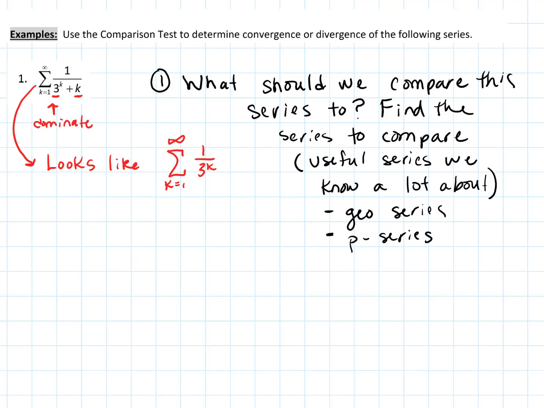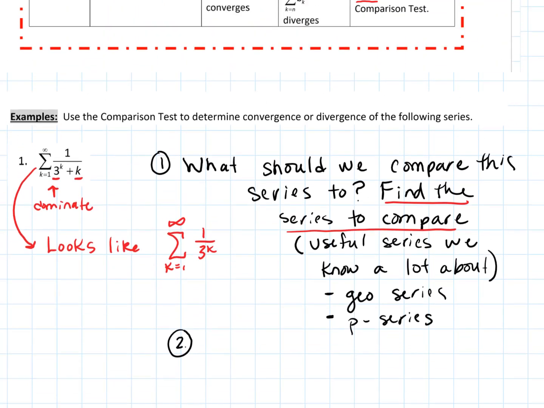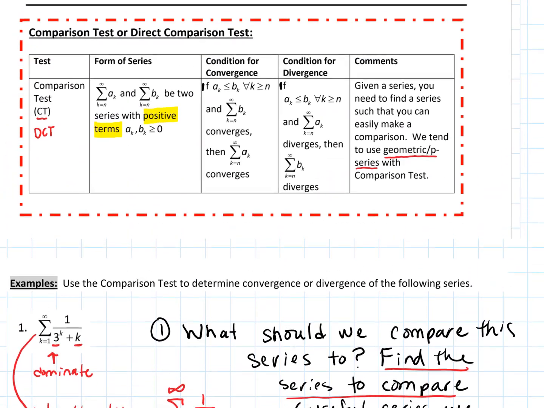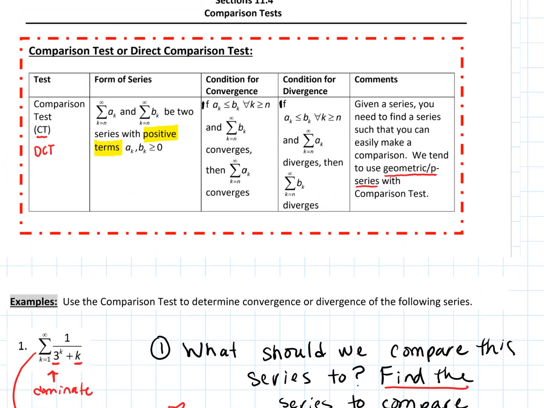Find a series to compare. So that's our first step. Figure out what it is that we're going to compare to. Then the second step is to apply the test. So we have to set up the proper inequality. If we go back to the test here, we have to set up our inequality. We've got to show that one of the series is less than the other series, or vice versa. One of the series is greater than the other series.